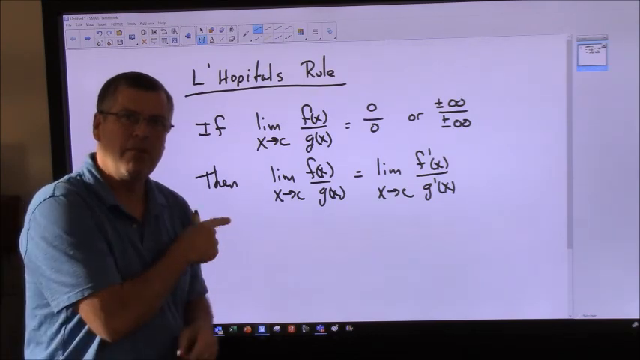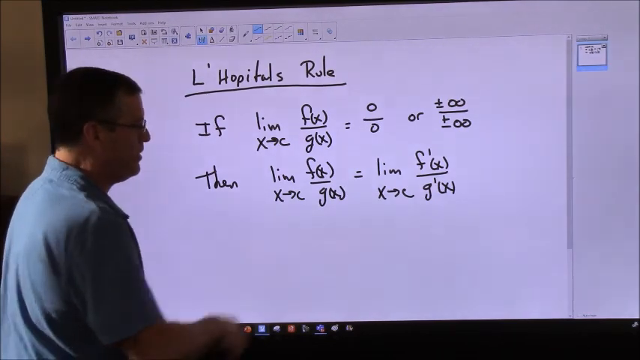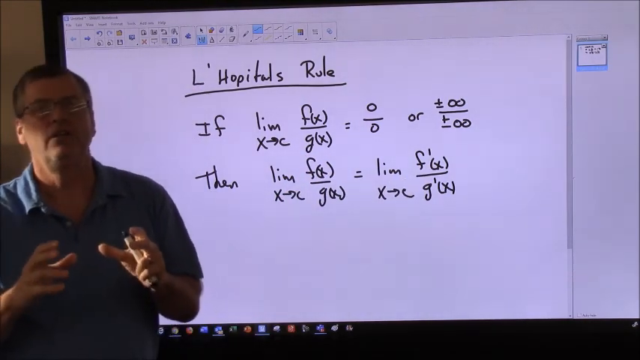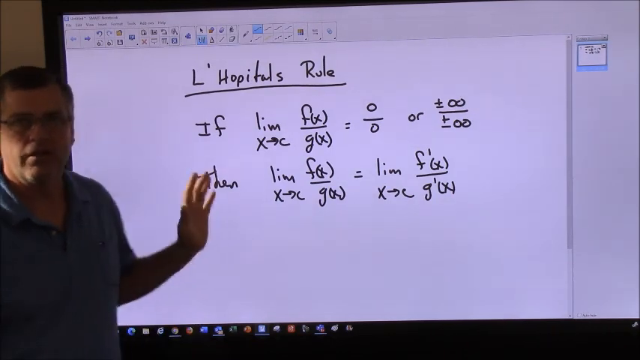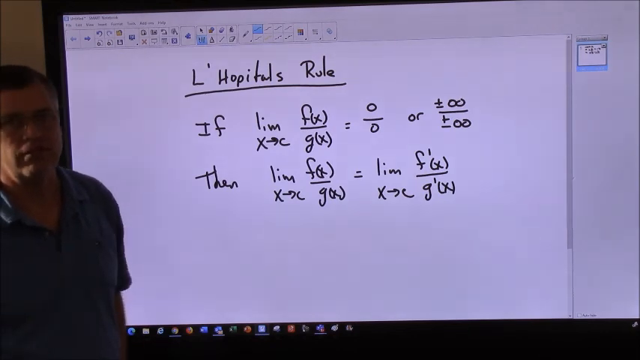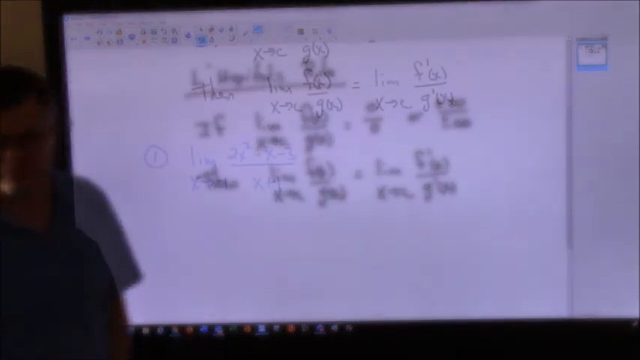But the problem with this rule is once we do it, people think that's how you take the derivative of a fraction. No, we still have to do the quotient rule if we're doing the derivative of a fraction. We're doing a limit here, and so this is different. We've got to make sure we keep that straight. Okay? All right, so let's try an example.